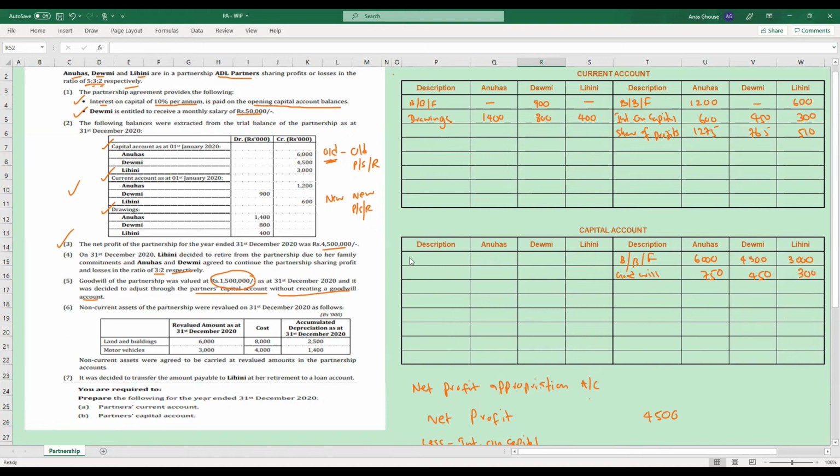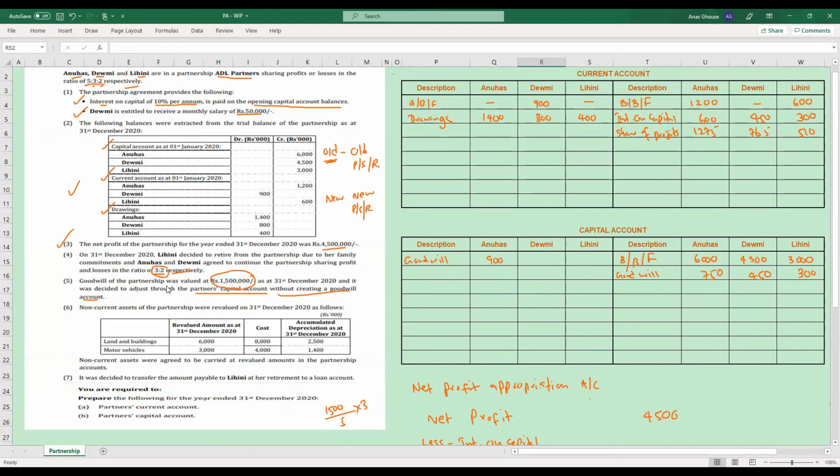Then you need to remove. We are not going to open a goodwill account. So we need to debit the new shareholders based on the new profit sharing, which is 3 to 2. Which means 1,500 divided by 5 times 3. So that will be to Anuhas, which will be 900,000.